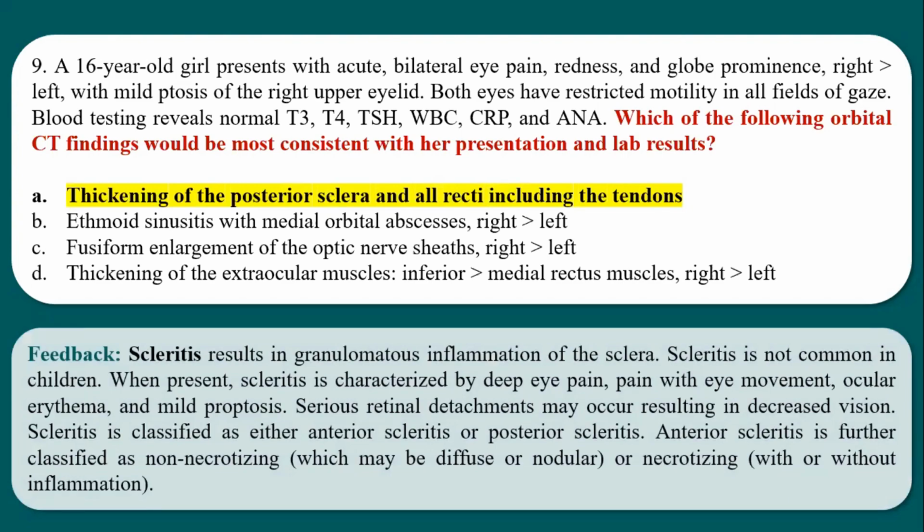Scleritis results in granulomatous inflammation of the sclera. Scleritis is not common in children. When present, scleritis is characterized by deep eye pain, pain with eye movement, ocular erythema, and mild ptosis. Serious retinal detachments may occur resulting in decreased vision. Scleritis is classified as either anterior scleritis or posterior scleritis. Anterior scleritis is further classified as non-necrotizing, which may be diffuse or nodular, or necrotizing, with or without inflammation.